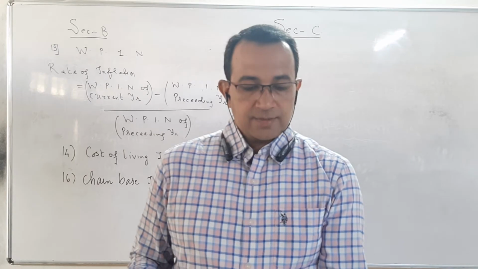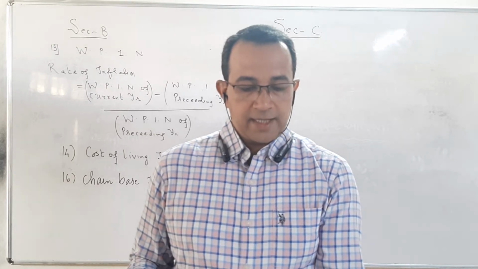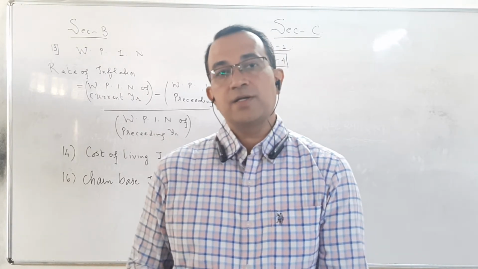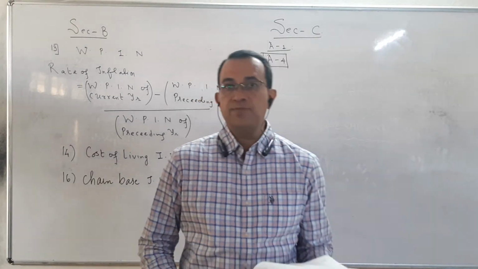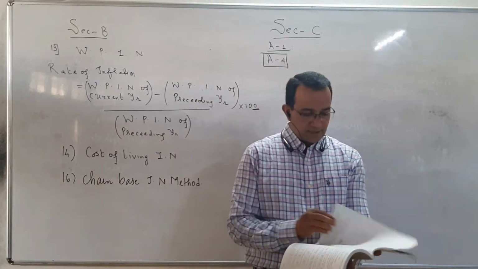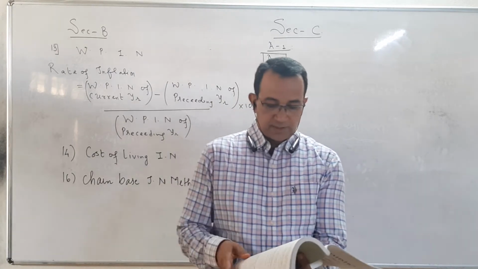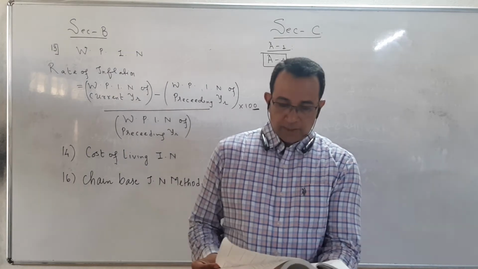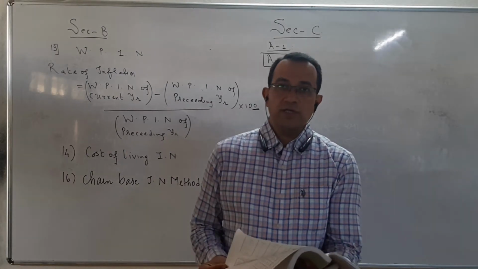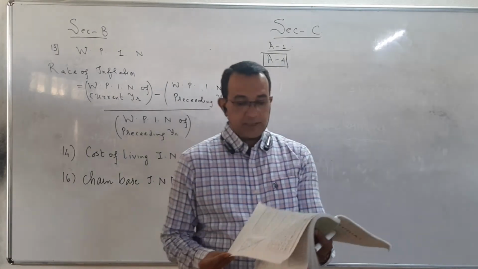Why is Fisher's index number called an ideal index number? Fisher's index number is called an ideal index number due to the following criteria. Students, we have already discussed this on page number 21. It uses the quantity of base year as well as current year.